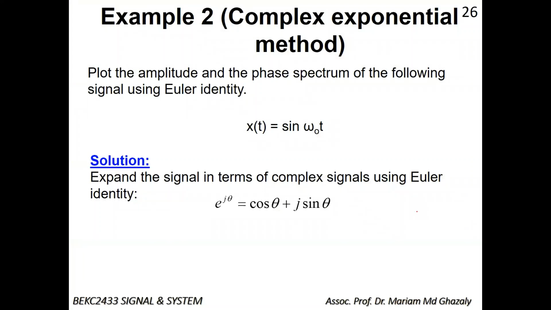Let's look at another example, example 2, which is using the compact exponential method. Plot the amplitude and the phase spectrum of the following signal using Euler identity. Most of the time when we are in Fourier series, you are going to refer to Euler identity, so make sure that you memorize it. It's not that complicated to memorize: we have only the cos theta and sin theta. So plot the amplitude and phase spectrum for signal xt, where xt is given by sin omega t.